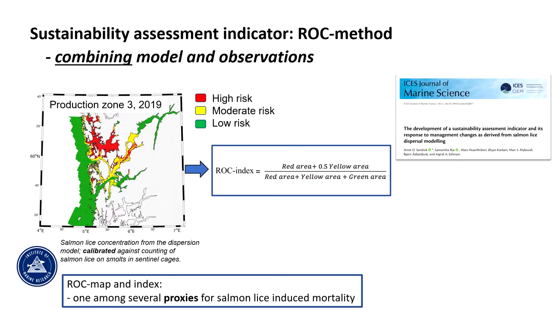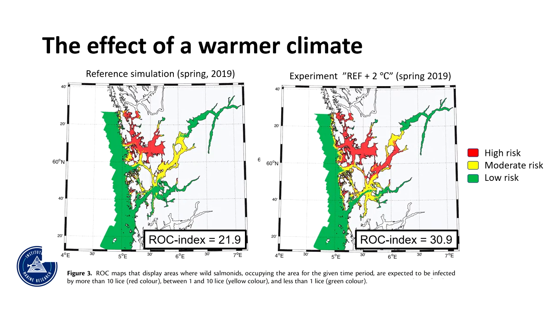Then, to be able to assess what this means when we are focusing on sustainable growth, we have used 2 methods where observations of lice on smolt in small sentinel cages and lice on wild post-smolt caught by trawl has been used to find the relation between the salmon lice dose in the water masses and the infection on the fish.